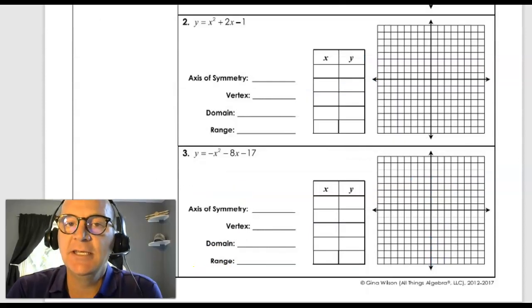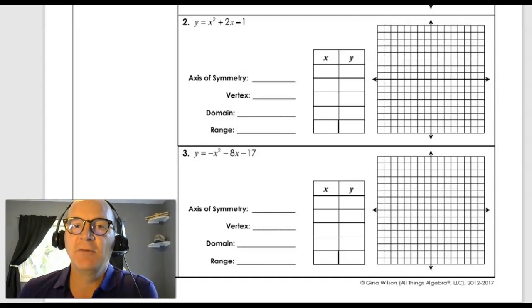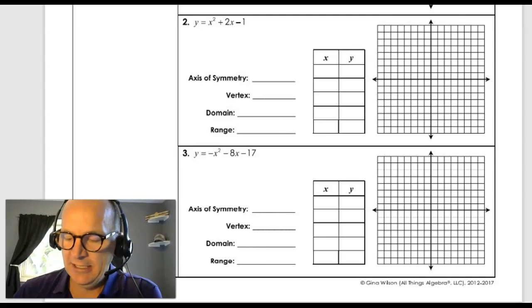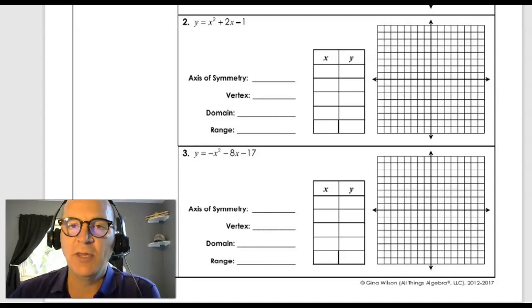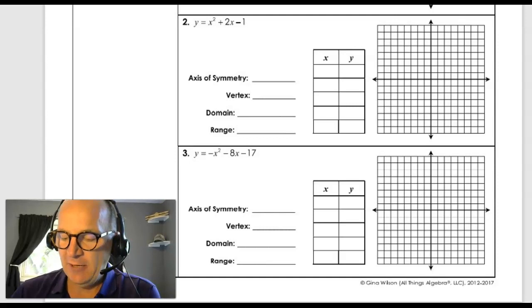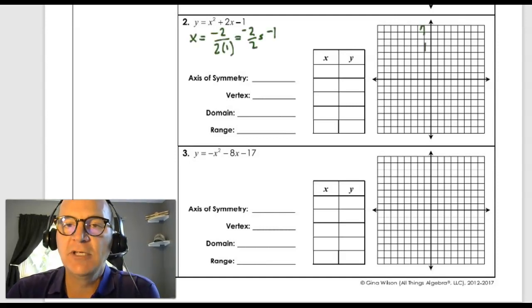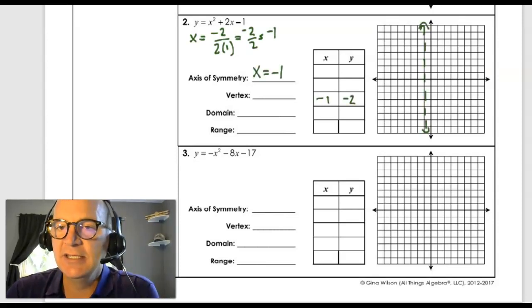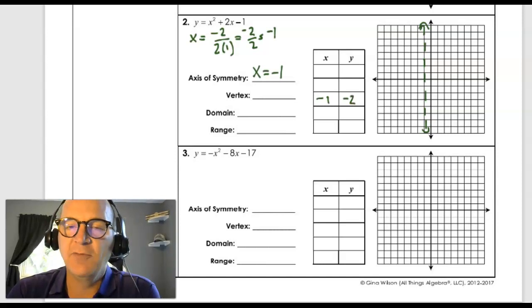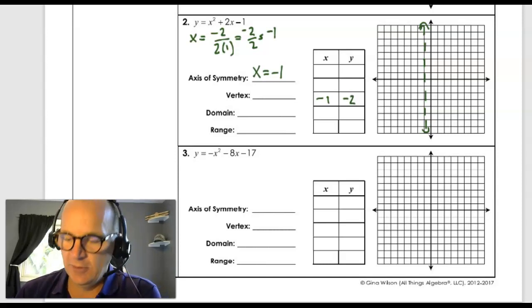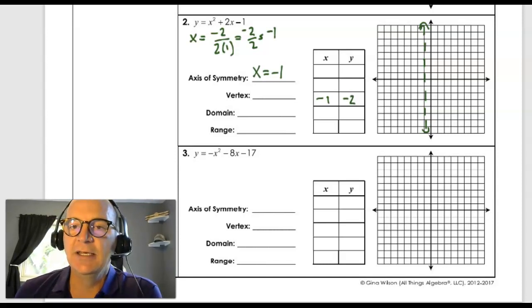So let's take a look at the next example and notice that this is a trinomial. It has 3 terms to it, and so the first thing we want to find is the axis of symmetry. So again, we're going to use b, which is 2, and a, which is 1, and we're going to use the formula. The opposite of 2 over 2 times 1 is going to be -1. So that tells us that our axis of symmetry is that vertical line through -1. And then if we plug that value in, we'll find that the y value is -2. So our vertex then is -1, -2.